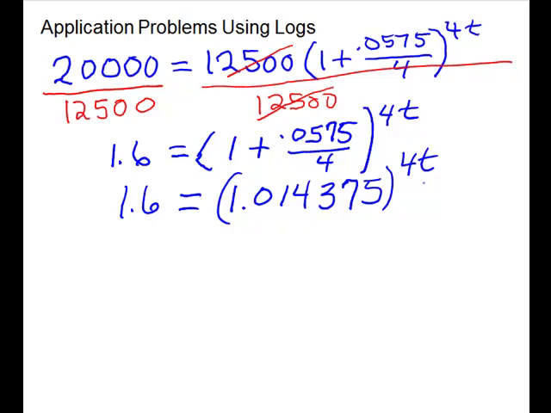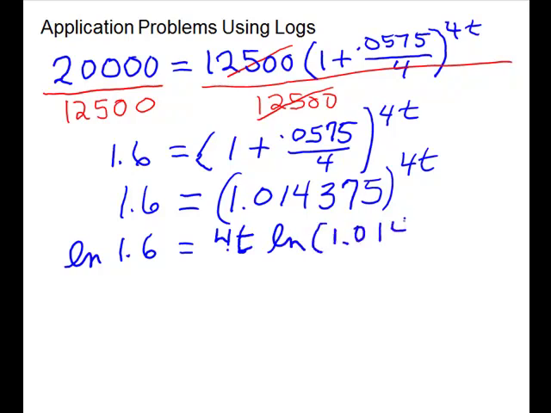Now we want to get the exponent down, and this is where you take a logarithm of both sides. And you could do common log or natural log. I'm going to just do natural log. So I will do the ln of 1.6. And when I do the natural log on the right-hand side, it will bring the exponent down. That is why we're doing this. So I'm going to go ahead and put the exponent first, 4t times my ln of 1.014375. I did not round early.